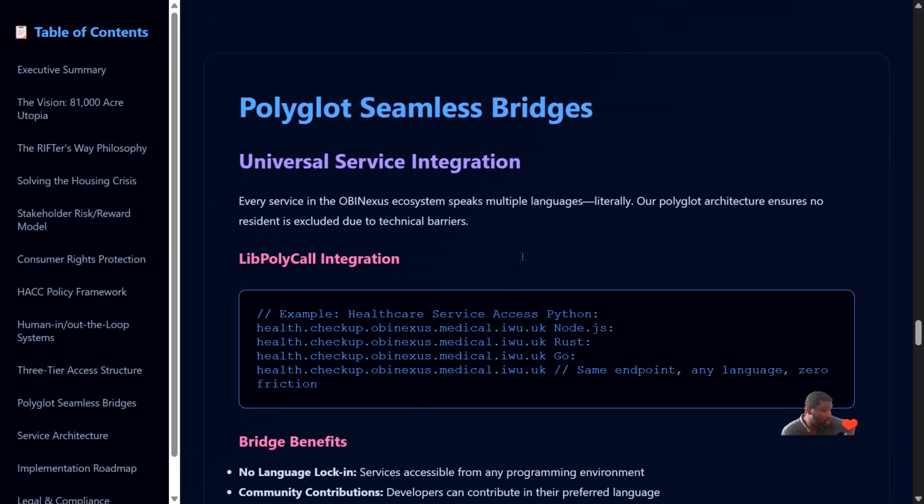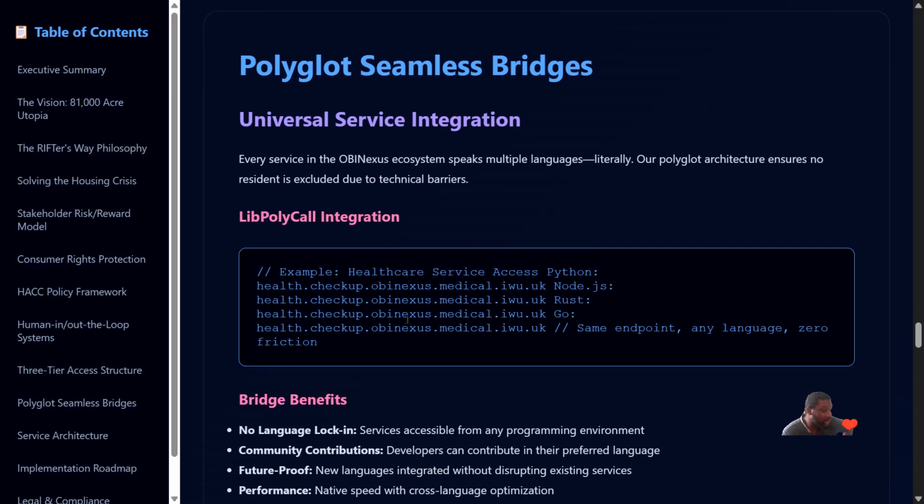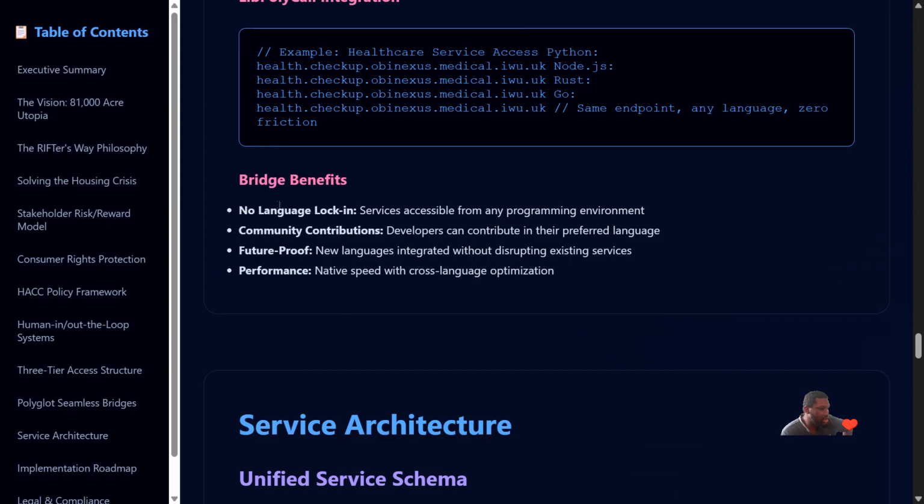And then we've got the polyglot universe. So for the human species, nobody speaks multiple languages, and the polyglot shows no reason to be excluded from the techno barrier. This is just accessing a service with zero friction. You can go to the endpoint here, you can talk to Node.js, or you can go to the API and just put this link in and you get the same data. No language locking, future proof, and new languages are integrated with performance.